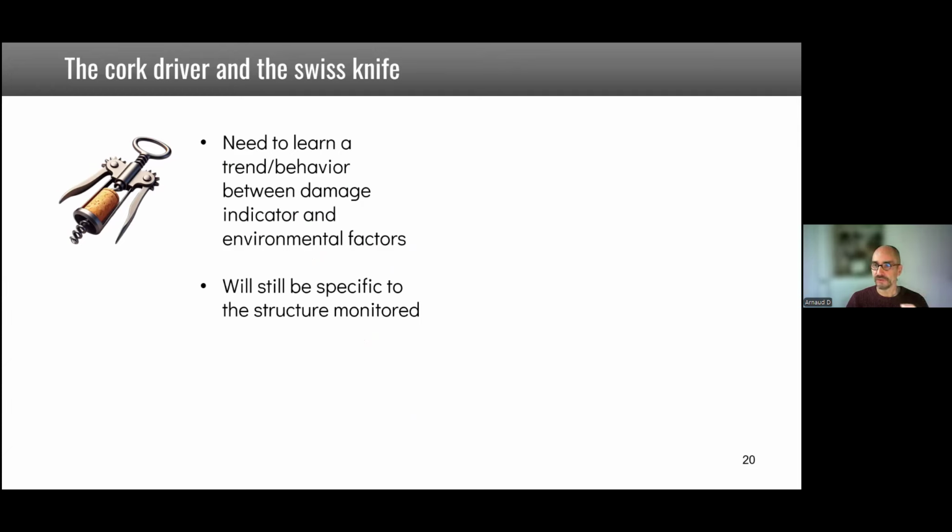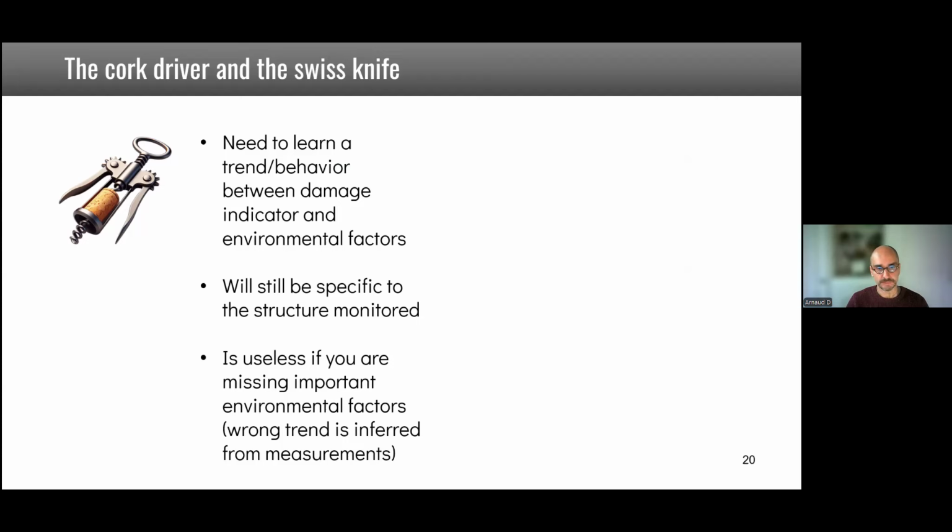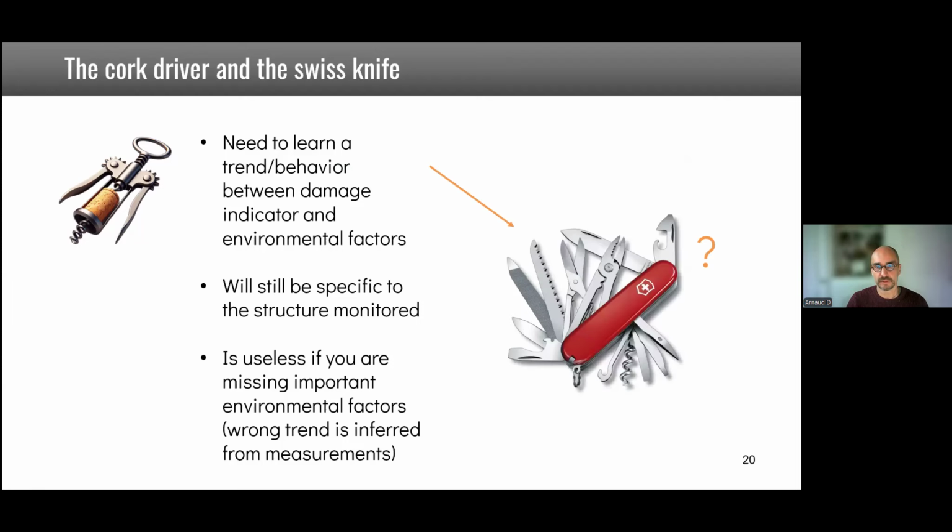Even if you understand the physics, you saw that there is, for example, variability in the composition of the concrete, etc., which makes it still specific to the structure. And I also showed you through the tunnel that this is useless if you are missing important environmental factors, because if you have other factors affecting it than temperature and you try to fit on temperature, you get the wrong trend. You will never get rid of these things if you don't measure the right things.